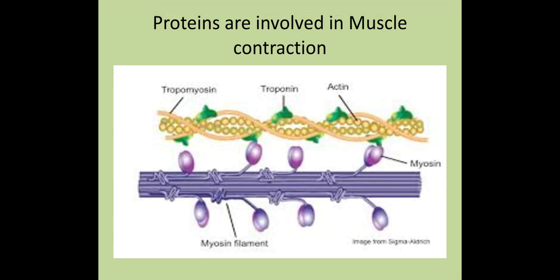Proteins are also involved in muscle contraction. We perform our daily life tasks such as walking, running, sitting, standing, writing, and even speaking only because of muscle contraction, which is due to contractile proteins. And the most important contractile proteins are actin, myosin, troponin, and tropomyosin.